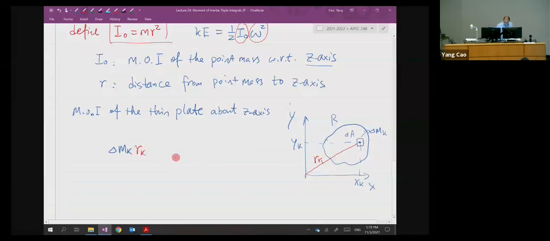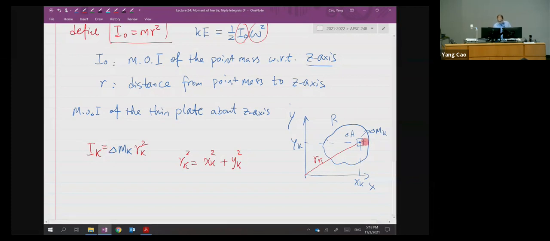So apparently, what is RK? RK square is x squared plus YK squared, right? And that's the location of the point mass. Okay, so this is basically, let's call this IK, right? So this is the moment inertia of the point mass, K point mass in respect to the z-axis.